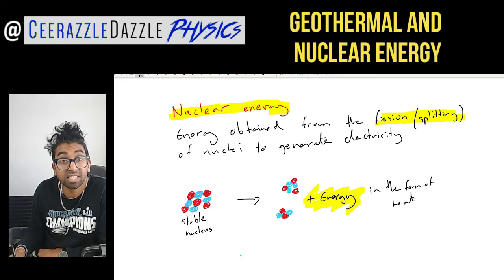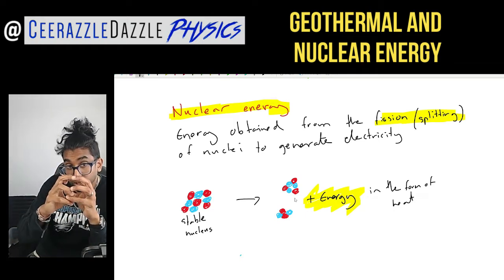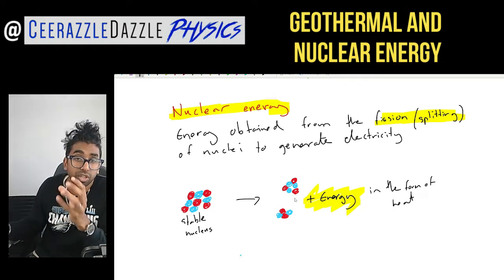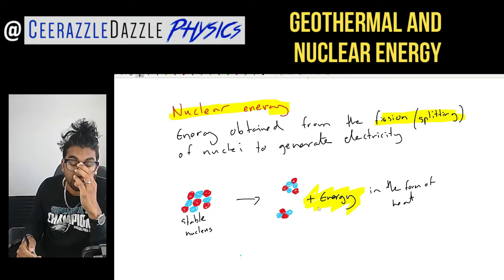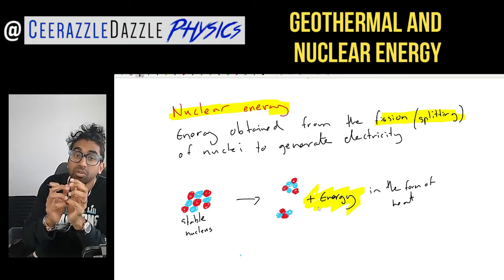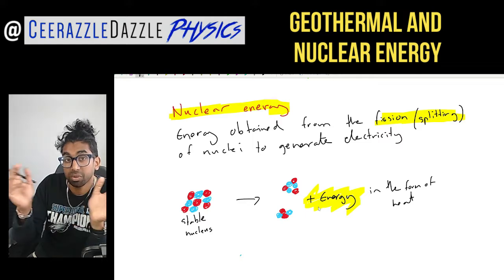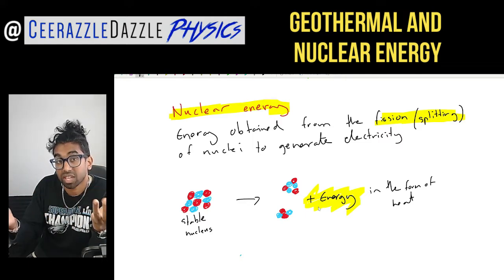We're going to take this energy, which is released from when you split the nucleus up, and we're going to use that to generate electricity. Hopefully this makes sense. We're going to take a stable nucleus and we're going to cause it to split. When it splits, it will release energy.